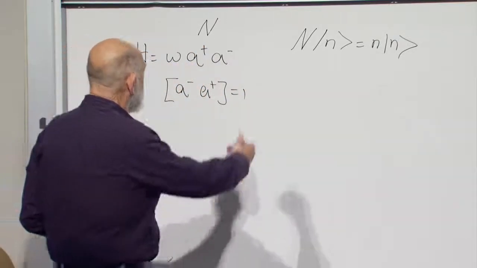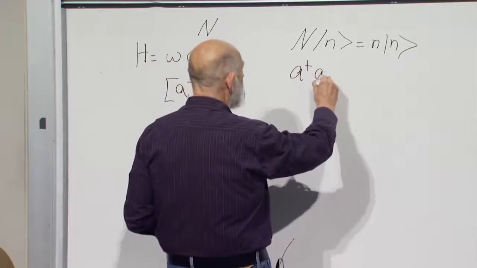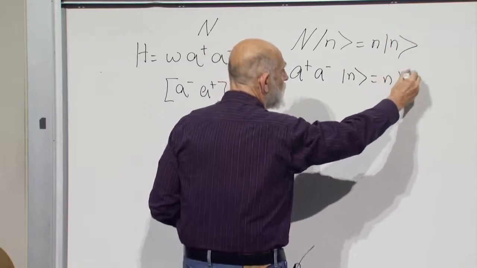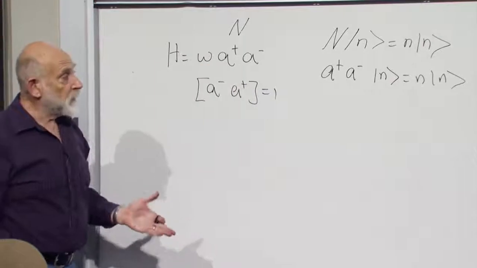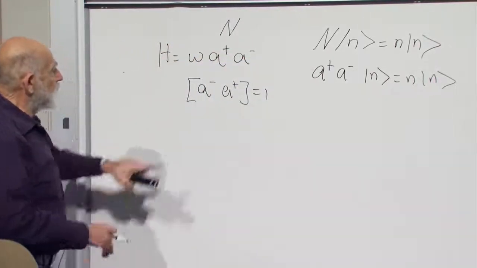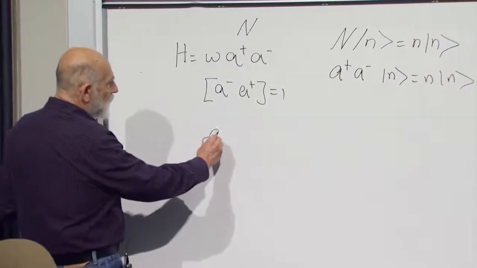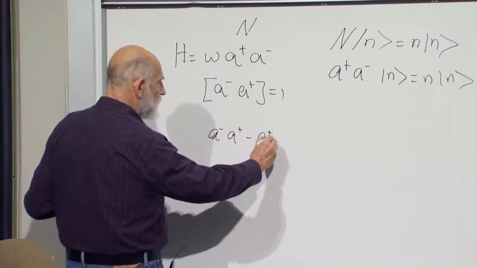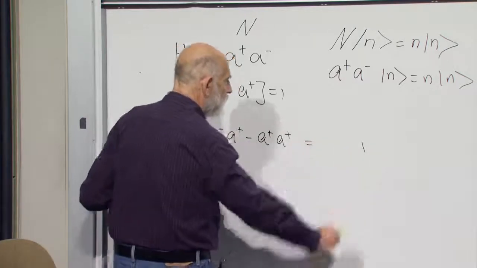Okay, and we can also write it in another way. We can write a plus a minus on little n is little n times n. I've just written that big N is a plus a minus. These two equations are the same thing. Now let's take the commutation relation here. Let's write it out. A minus a plus minus a plus a minus equals 1.